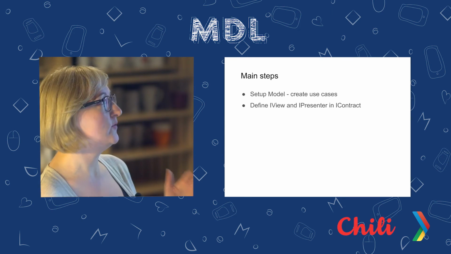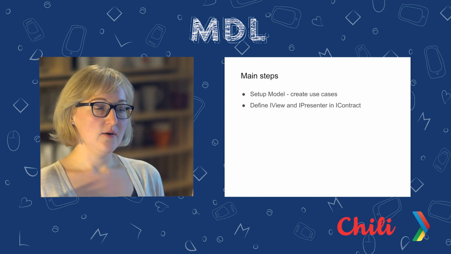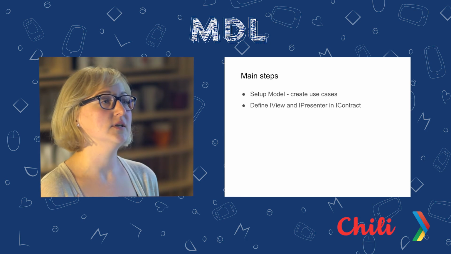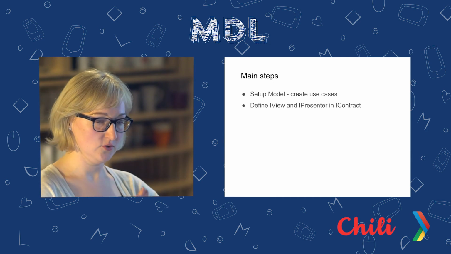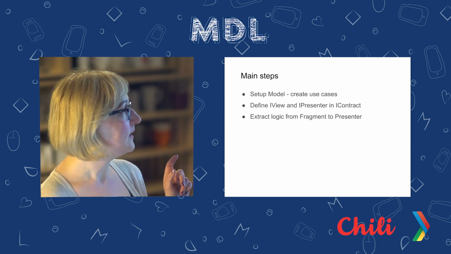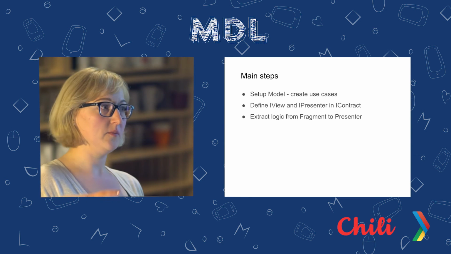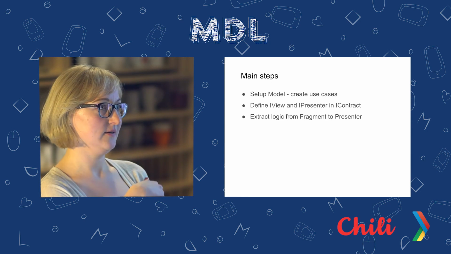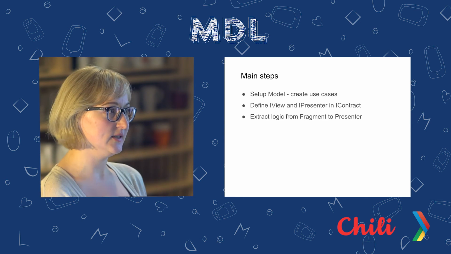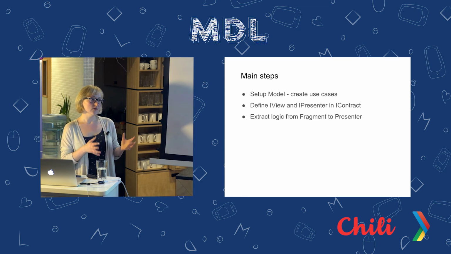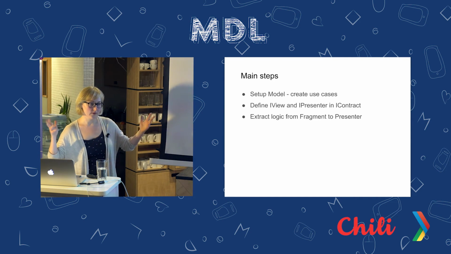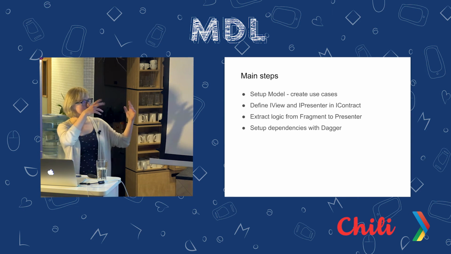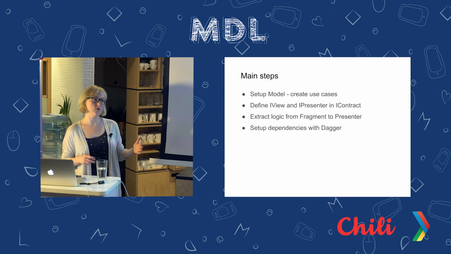Second, we defined the view interface and presenter interface in a contract. When you have this old legacy code, you can go through it and see what kind of view methods or presenter methods you will need, and you can already create your structure, the contract. Now, the next step would be extracting logic from the fragment to the presenter. So the fragment is now a view. It only contains methods for displaying data or setting data or doing some kind of UI stuff. But the logic is now moved to the presenter, the POJO, plain old Java object. And the last one, in our case, we had to set up dependencies with Dagger, the module, the component, those things that I showed before, so that it would all work nicely together.